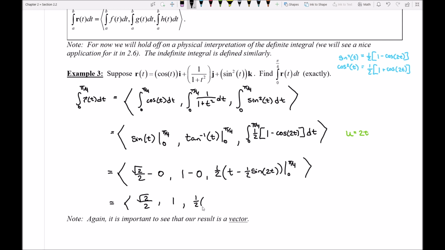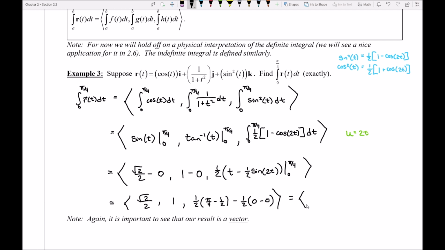All right, if I was to go ahead, though, and finish evaluating this guy, let's see what I would end up with. I'd have 1/2, let's see, I'd have pi over 4 minus, if I plug in pi over 4, it's going to be sine of pi over 2. So this is going to be minus a 1/2. And then I'm going to have minus, and I'm going to have 0 minus, let's see, sine of 0 is just 0.